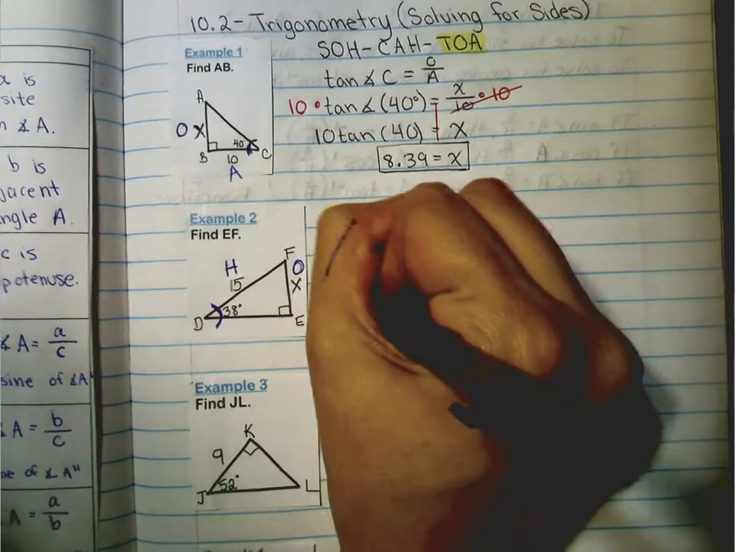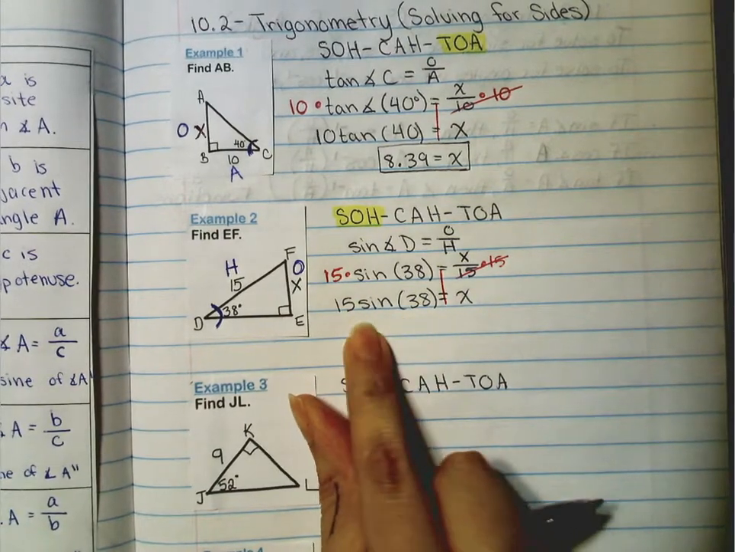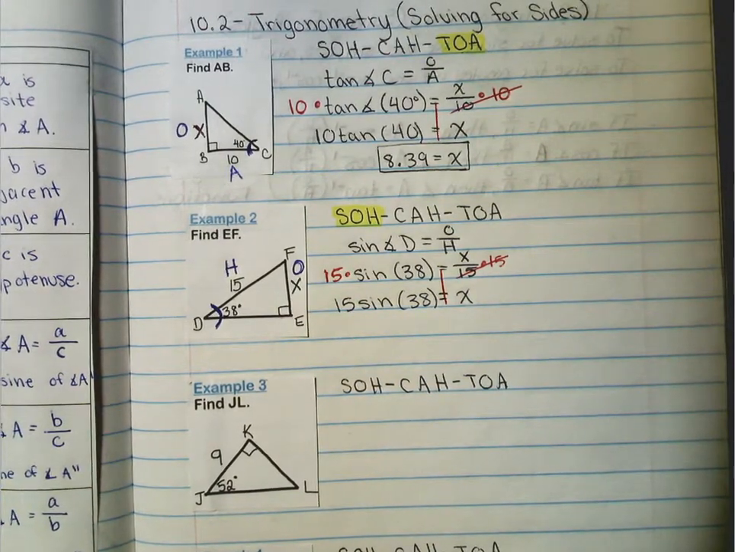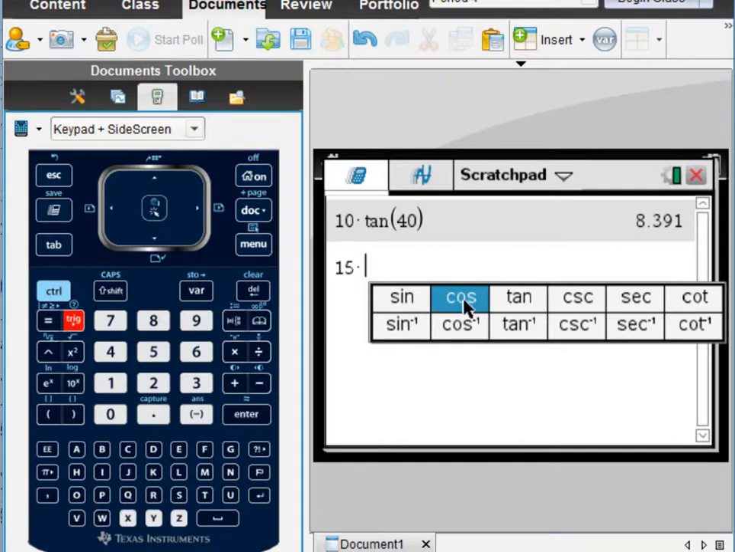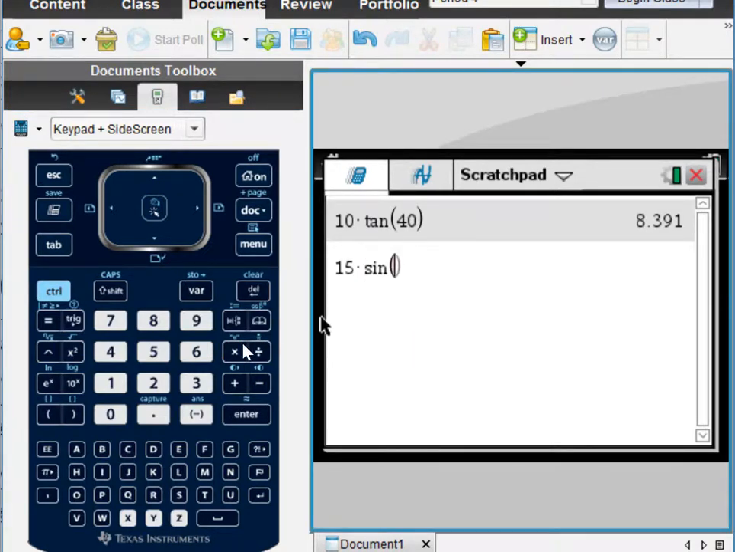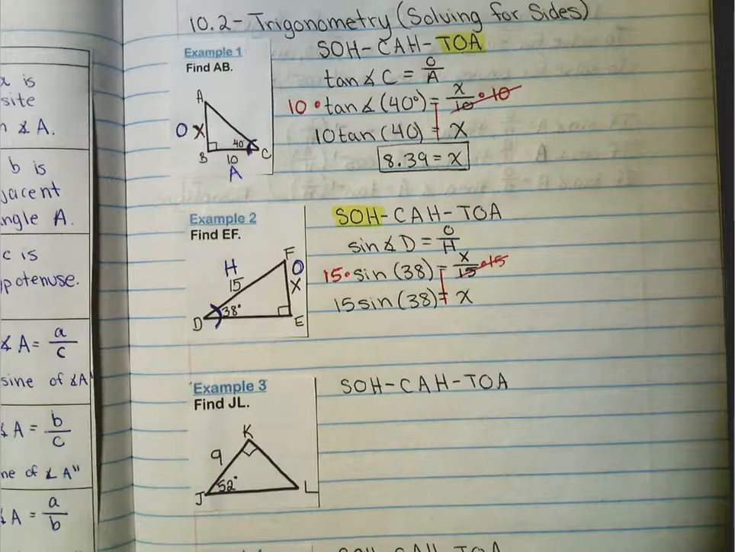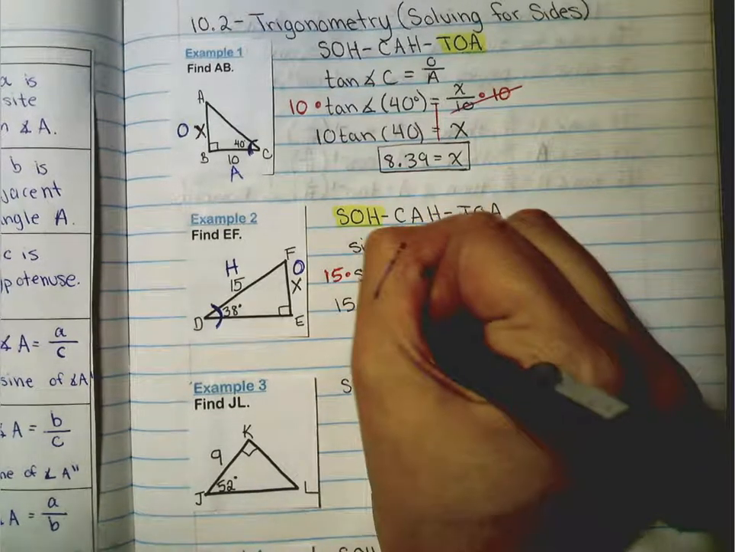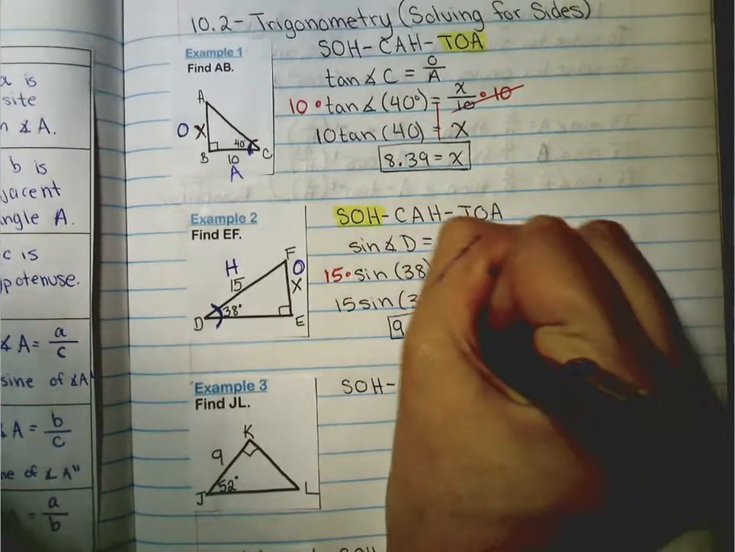I have 15 times the sine of 38 degrees. So I get to type that into my calculator, same way that I did the previous one. 15 times, this time I'm using sine of 38, and I'm rounding to the nearest hundredth, so that's 9.23. So here, 9.23 is my final answer.